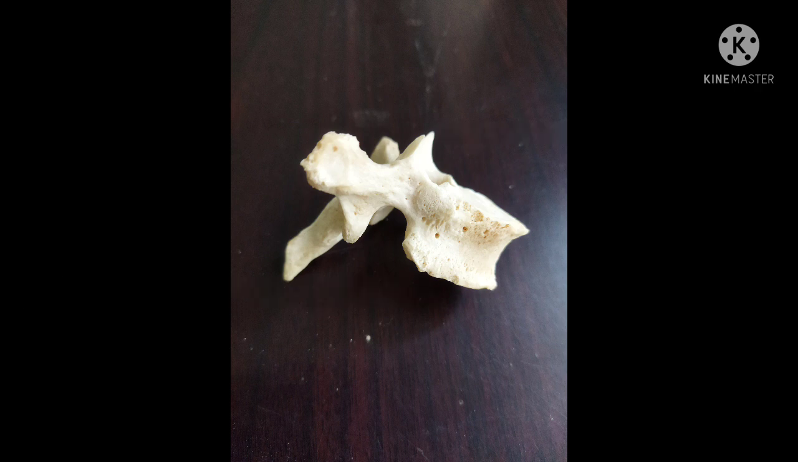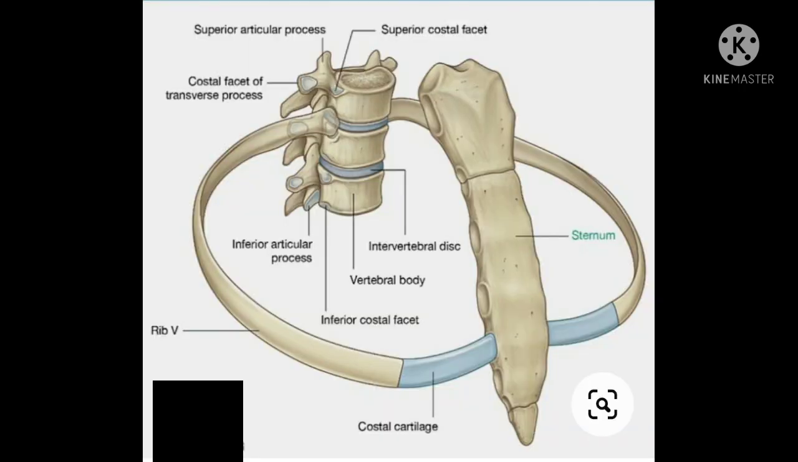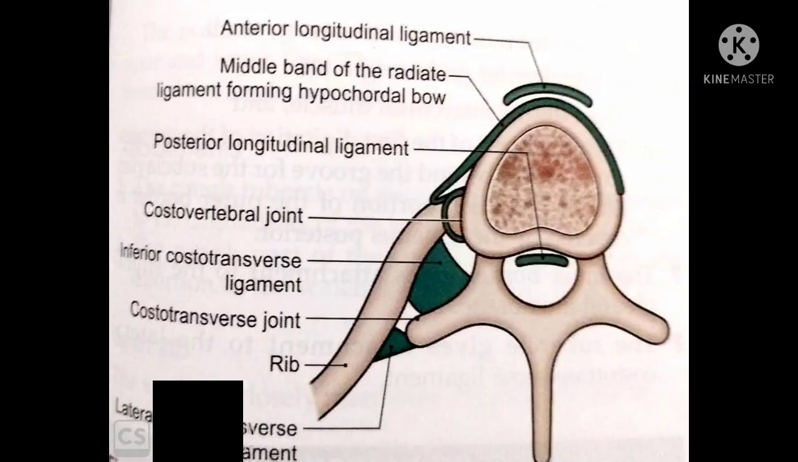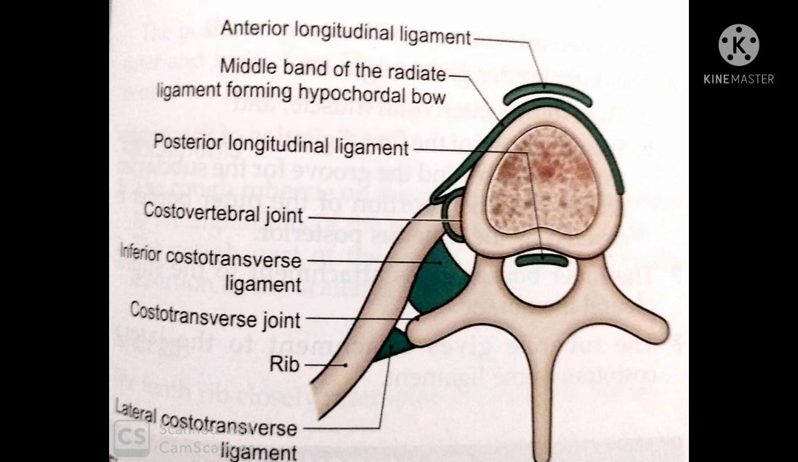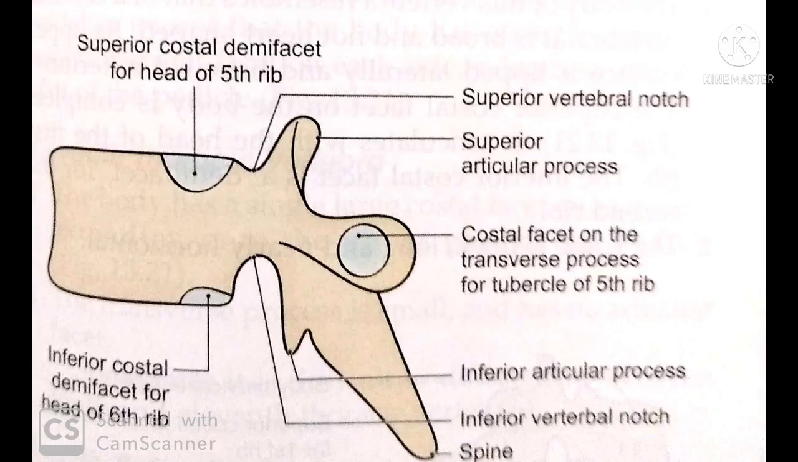Coming to the attachments on the body and the vertebral arch. The upper larger facet articulates with the head of the numerically corresponding rib. The lower smaller facet articulates with the head of the next lower rib. The anterior and posterior surfaces of the body give attachment to the anterior and posterior longitudinal ligaments. The posterior surface of the body is marked by vascular foramina for the basivertebral veins.